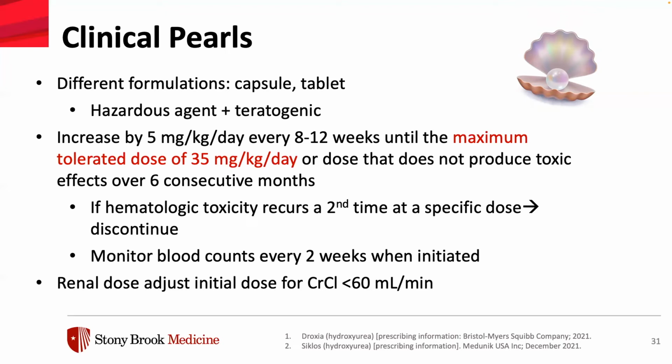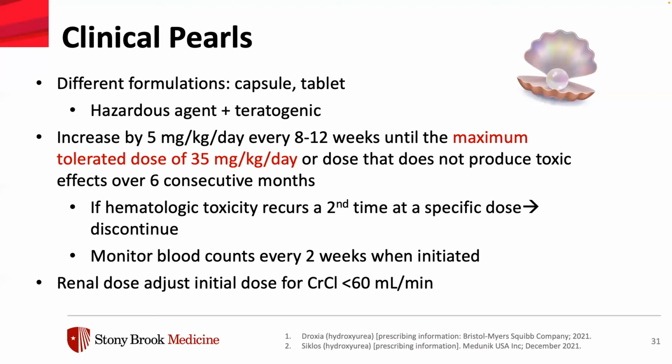It is a hazardous agent. And since the dosing is usually initiated at 15 to 20 milligrams per kilogram per day, we try to increase the dose every few months or so to the maximal tolerated dose of 35 milligrams per kilogram per day, or we increase it to a dose that does not produce severe myelosuppression. So our goal is to go as high as we can on the dose to help minimize the pain crises, but also make sure that this patient isn't experiencing any severe myelosuppression secondary to this medication.